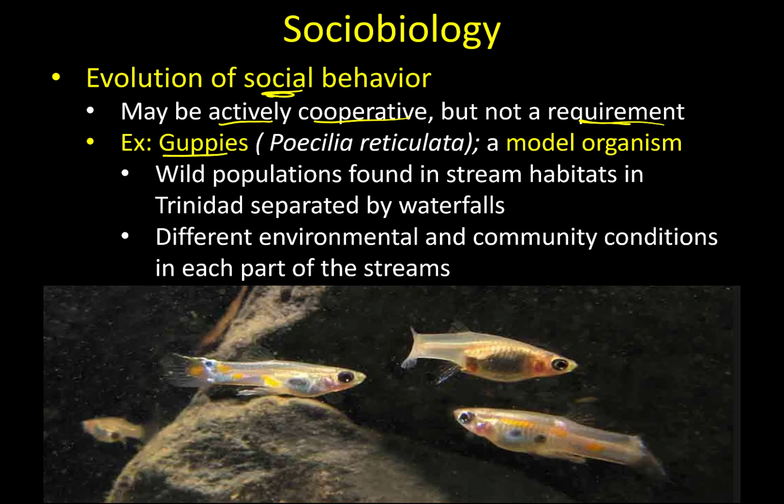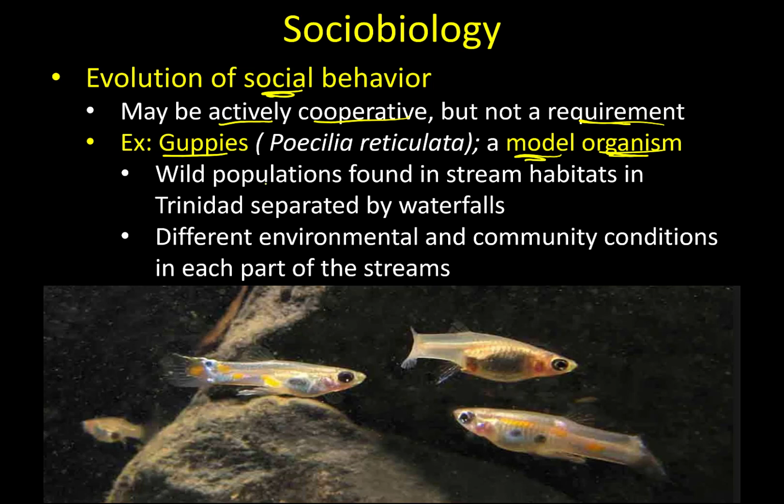Guppies are a great example of this. Poecilia reticulata is their scientific name. They're a model organism, meaning that they have been studied extensively by scientists. We know a whole lot about their biology, which means that we can ask complex questions about them and already have the background to help answer those questions because we already know so much about them.